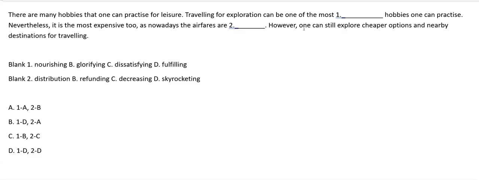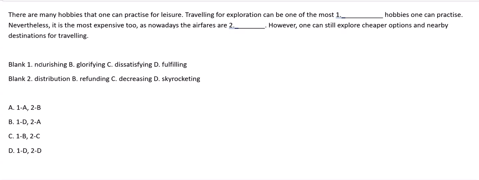Okay, the first blank says: traveling for exploration can be one of the most dash hobbies one can practice. It is a hobby that one can practice for leisure, so here the word that will come is something like most enjoyable, some fulfilling option. Let's see the options for blank one. Here we have four options: nourishing, glorifying, dissatisfying, fulfilling.